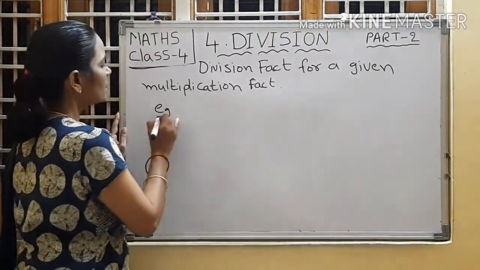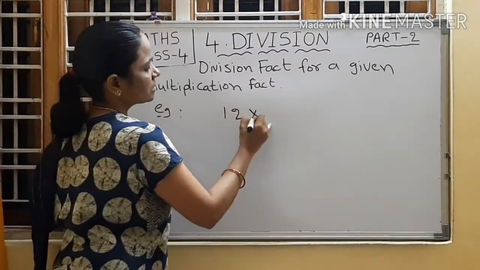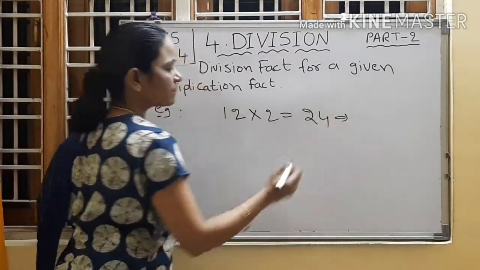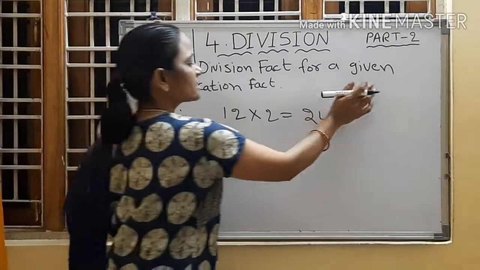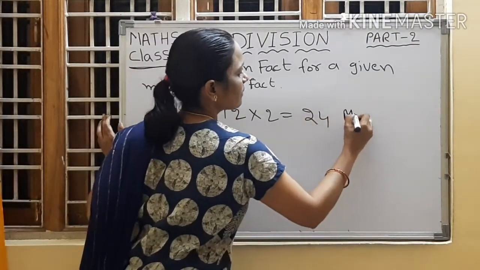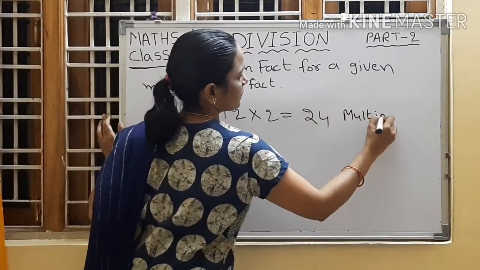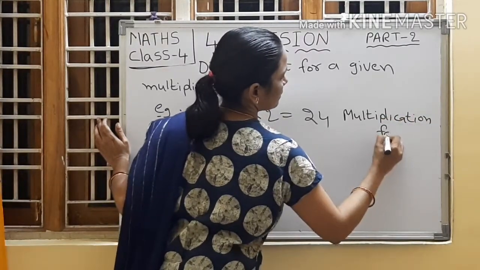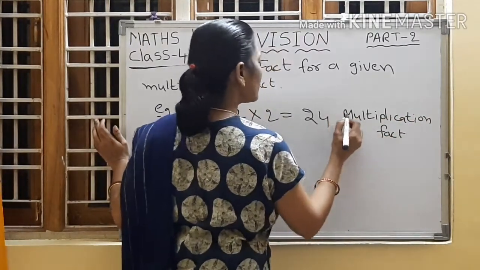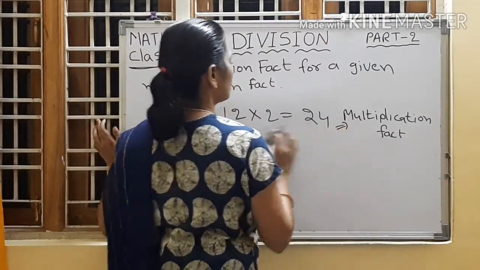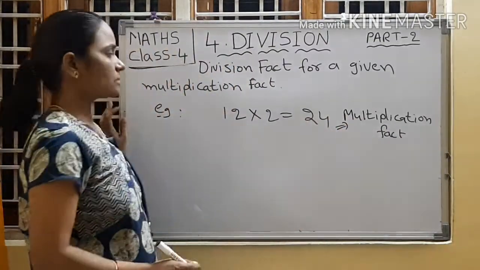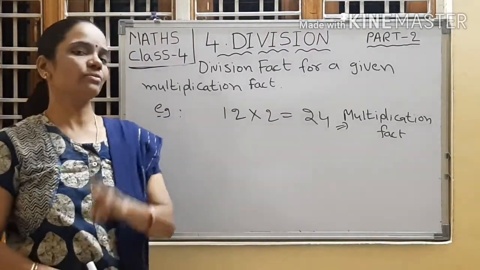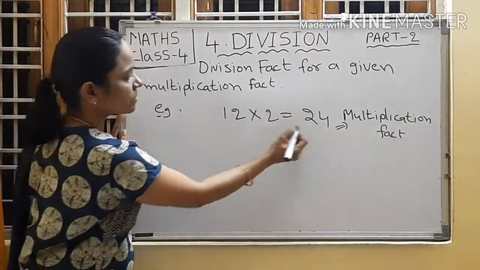For example, take 12. 12 twos are how much, children? 24. This is the multiplication fact. Writing in this way is a multiplication fact. 12 twos are 24. So, a multiplication fact has how many division facts? Very good. 2 division facts. What are those? How do you write?